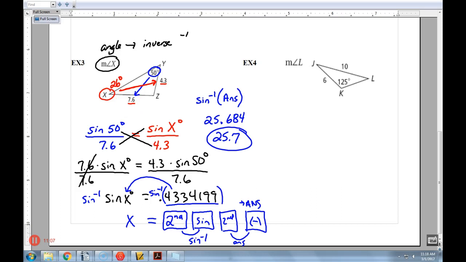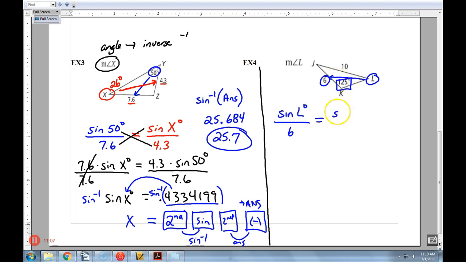Now I did a lot of explaining in that one, so maybe on this next one I'll be able to go a little bit quicker and it won't seem quite as daunting. Alright, so we need to figure out the measure of angle L. Now we do have the side across from L, 6. So the sine of L over the side across equals, and now I have the sine of 125 across from 10.